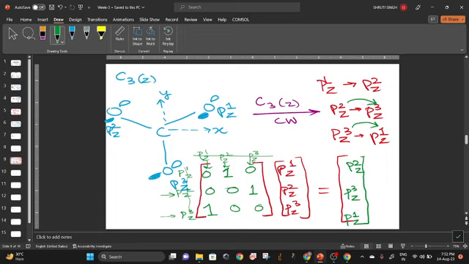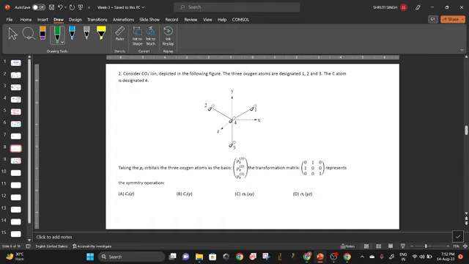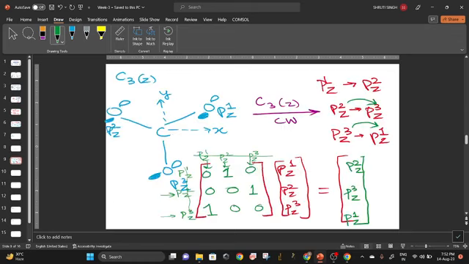Now what was the second option? So this matrix is our matrix for C3 clockwise. Is this the same as the given one? No, ma'am. Even if you do it for anti-clockwise, it will not be the same. Okay.